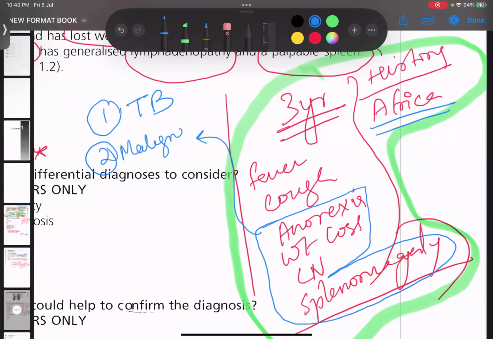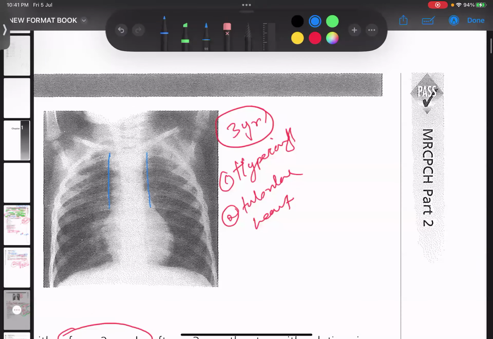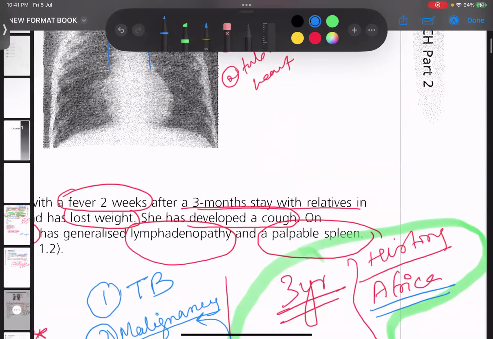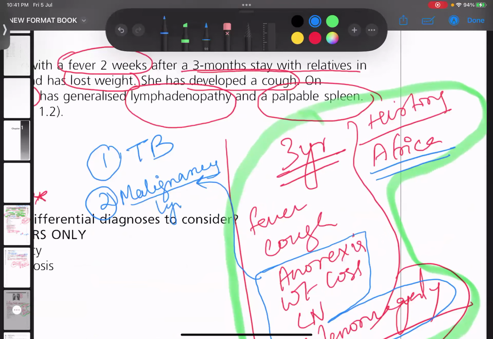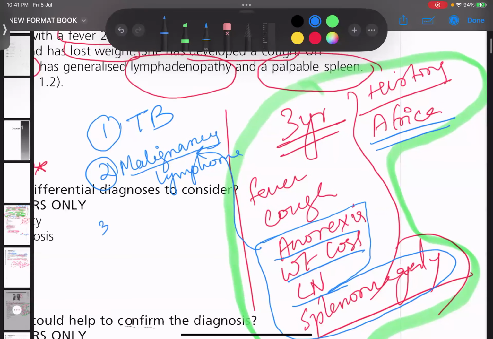I told you to look into the particular X-ray and you made a comment, right, that there was a tubular heart. So the upper part is basically tubular. Can you see this? So I'm considering lymphoma, any kind of malignancy, because of the anorexia, weight loss, and lymphadenopathy. Then what else? What other differentials can we consider?